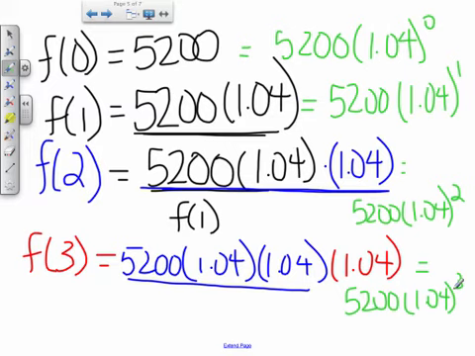So hopefully you notice the pattern. Hopefully you see that when it's f of 0, it's to the 0th power. When it's f of 1, it's to the 1st power. F of 2 is to the 2nd power. And f of 3 is to the 3rd power.